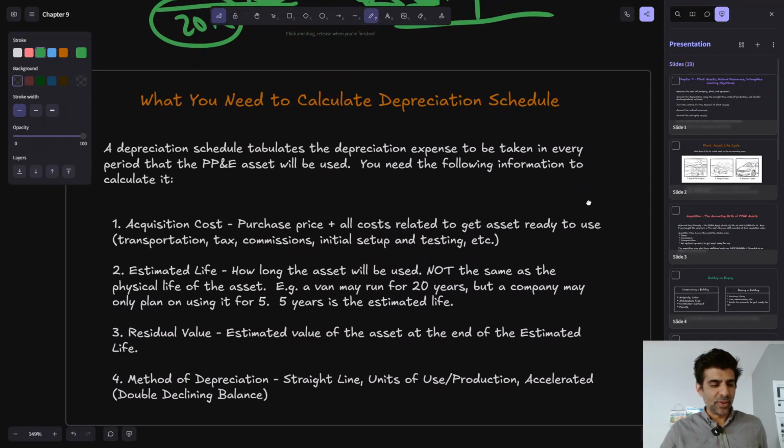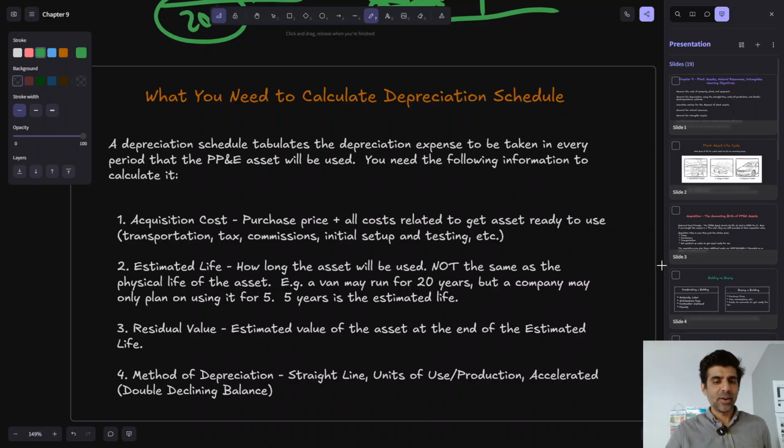Okay, and I think this is review 2. Let's just finish this. We have 4 minutes left. Okay, so what do you need to calculate depreciation? There's 4 elements. Okay, you need your acquisition cost. So this is from that first stage of life, that birth of the asset. We're going to have that as our basis. Okay, so we need to know what our starting point is.